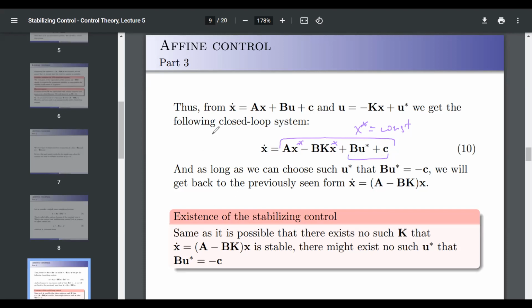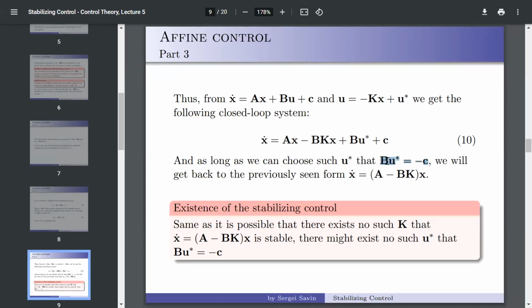All right. That is what I was talking about, what happens when this is impossible. But when it is possible, when BU star can be made into minus C, it cancels, and we get our original equation, and we can stabilize the zero solution.